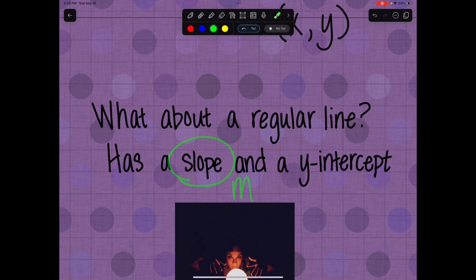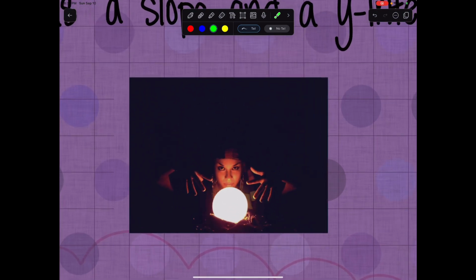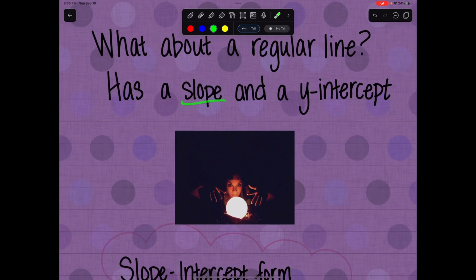We're going to get to that. And a y-intercept, which is b. We're going to get to that. All you need to know are those two things. You need to know the slope of a line and the y-intercept. Then you know everything about that line. You know where it's going, what its future is. You know where it's been. All you need to know are those two things, and you know everything there is to know about a line.